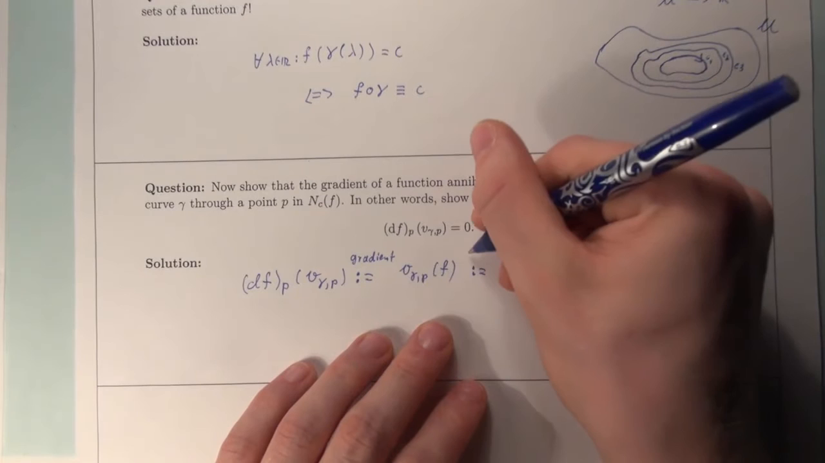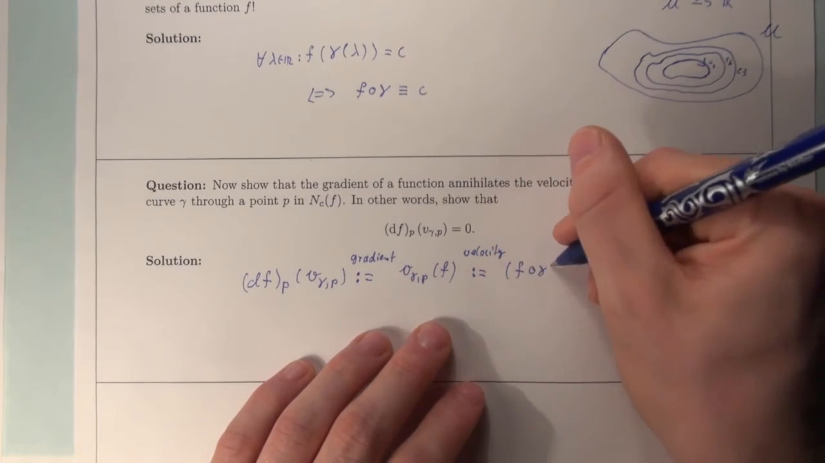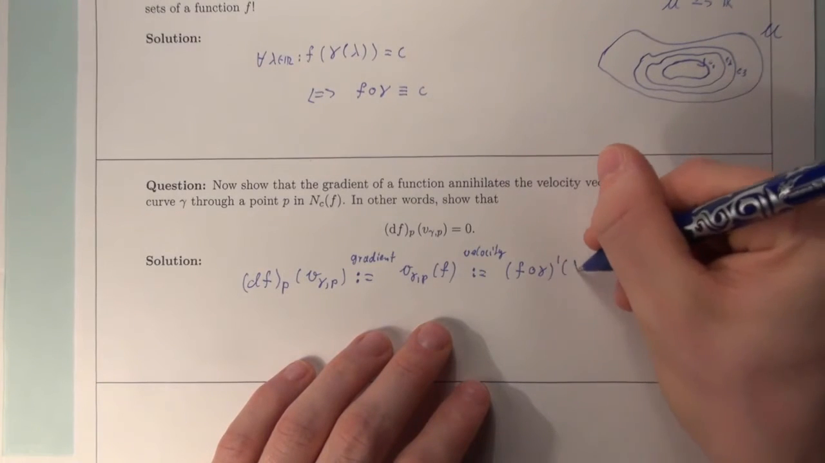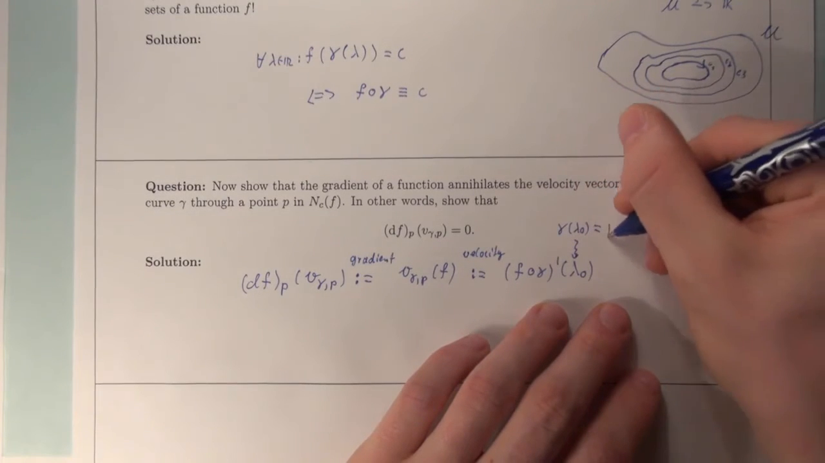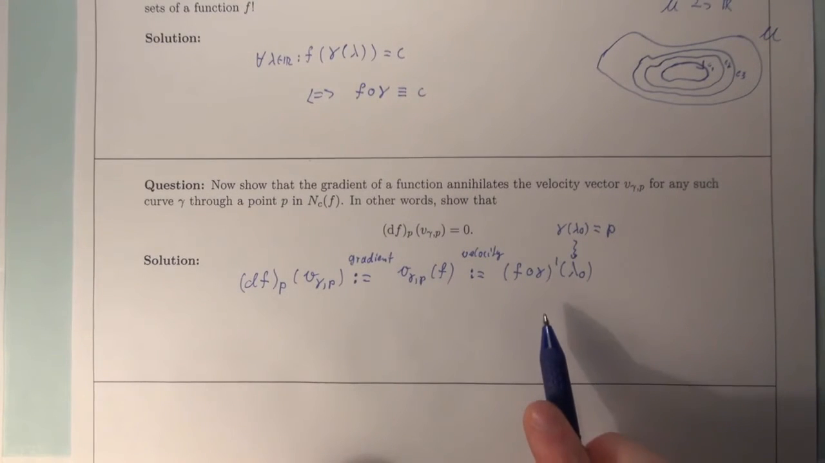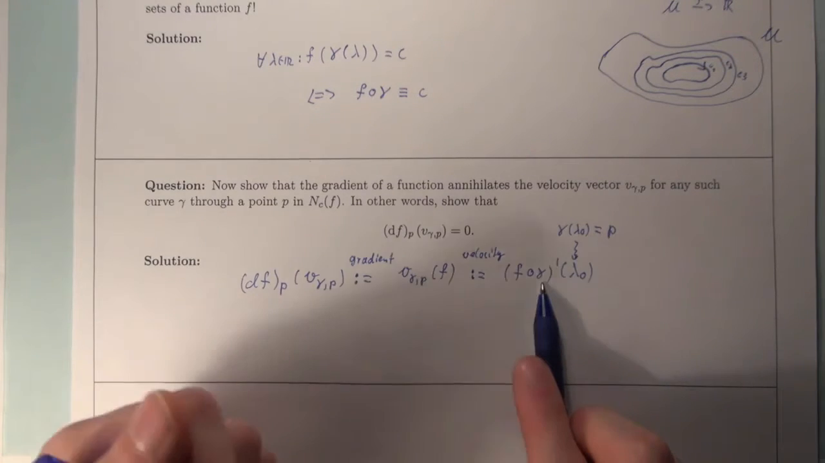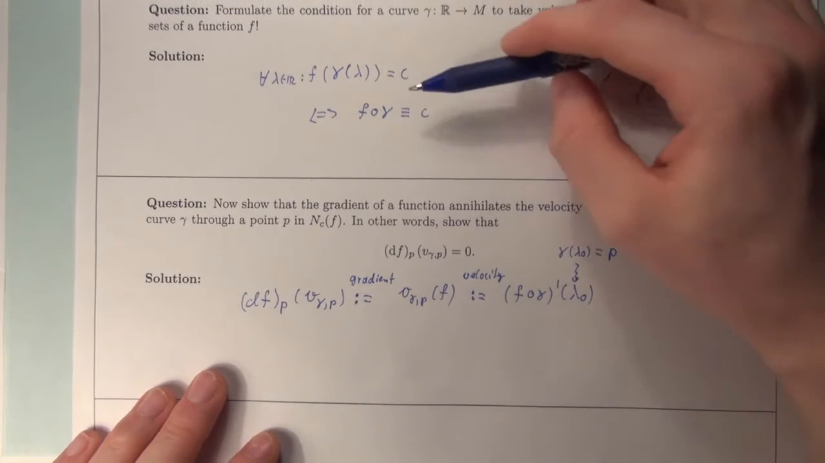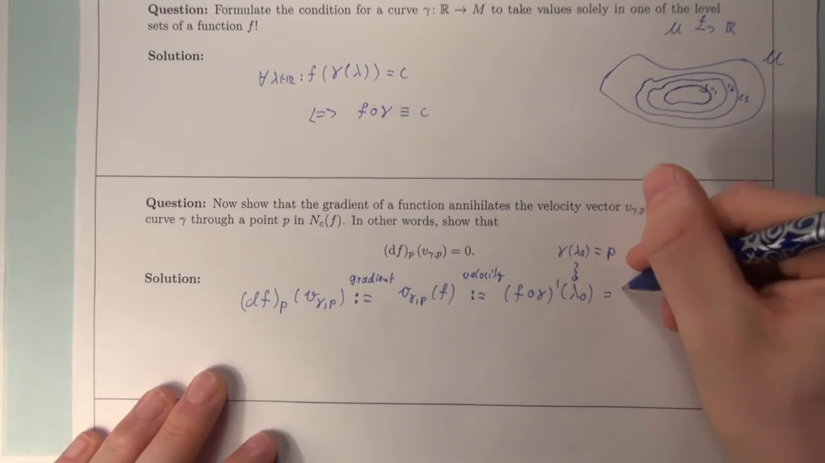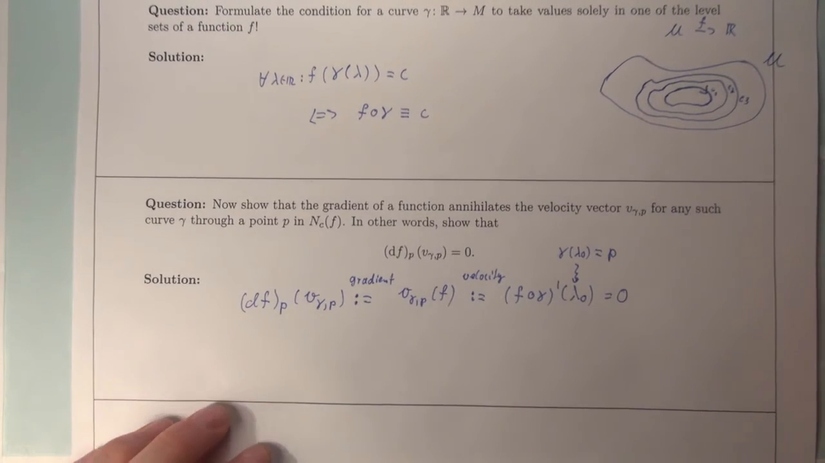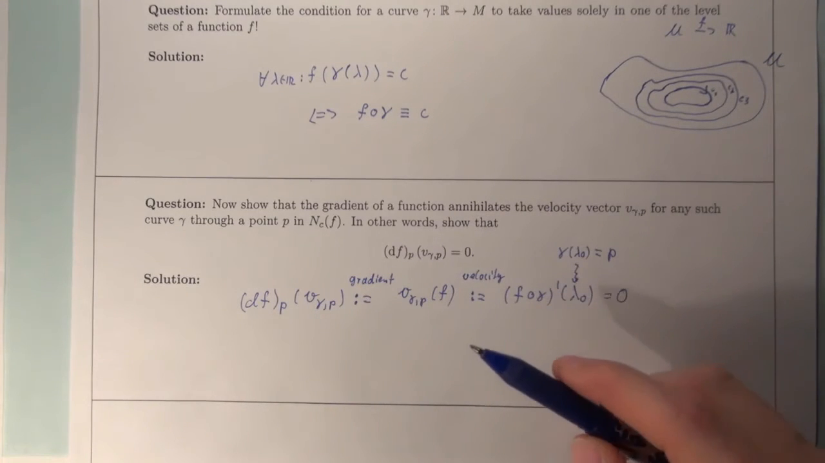And now by definition of the velocity, this is the composition of f and the curve. Of this composition, the derivative at parameter value lambda naught. And again, lambda naught is the parameter where the curve takes the value p. And now we have to use the condition to the curve gamma, namely that gamma is a curve which lies solely in a level set. And we saw for such curves gamma, this composition always yields a constant function. So here we're taking the derivative of a constant function, which gives 0. So really, the gradient of a function annihilates the vectors to curves which remain entirely in the level set of this function.